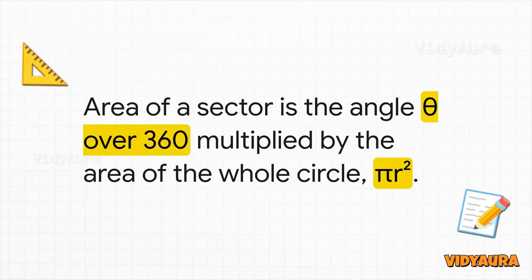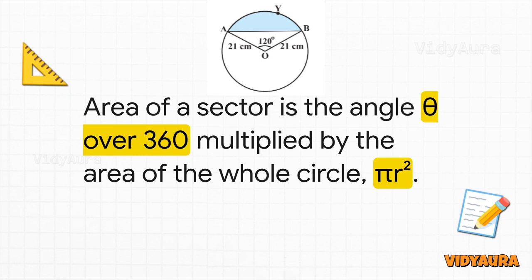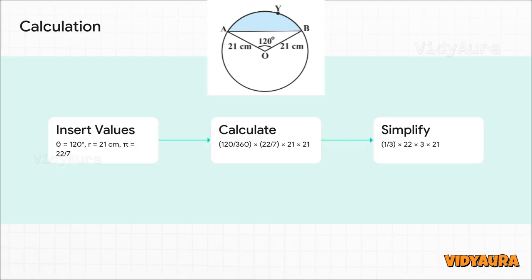And the formula for this? It's actually super intuitive. You're basically just finding out what fraction of the whole pizza, circle, your slice is. You just take the angle of the sector, which we call theta, divided by the full 360 degrees in a circle, and then you multiply that fraction by the circle's total area, pi r squared. Easy enough, right? Okay, time to plug in our numbers.